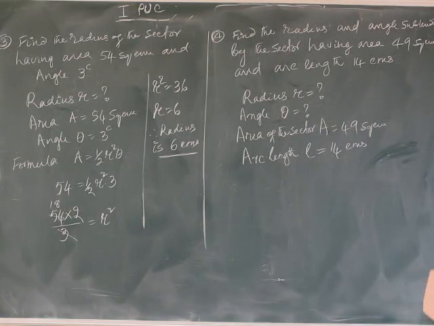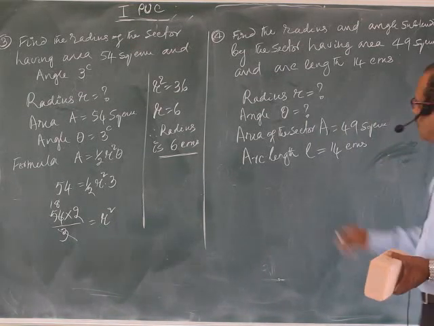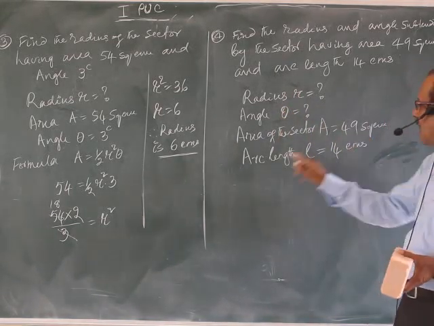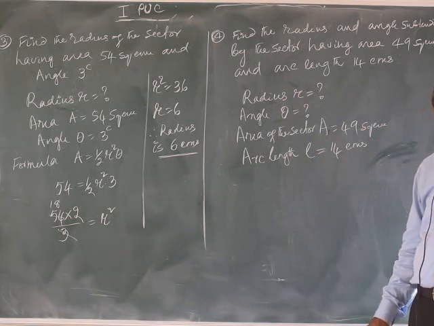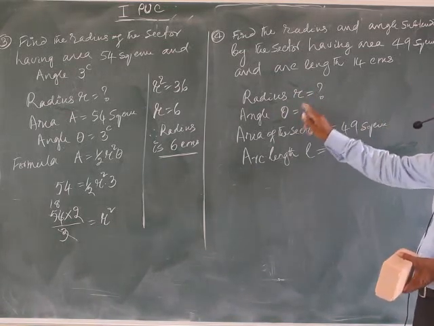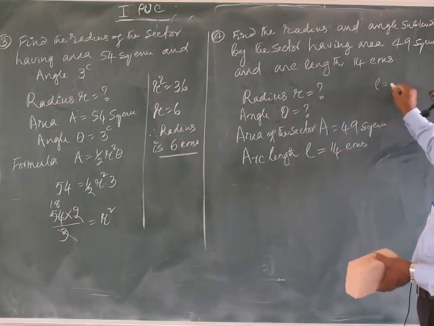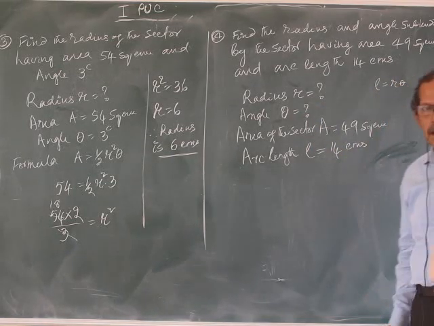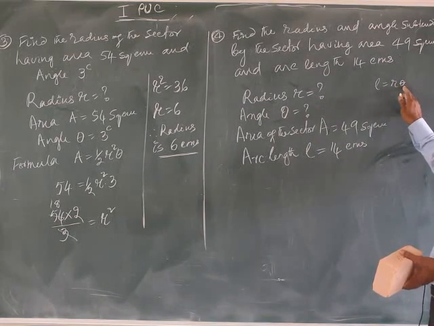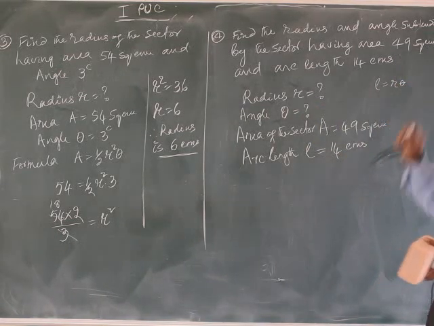Just to see how to solve this problem. Radius as well as theta you must find. Area and the arc length are given. Remember, in order to find radius and theta, if you use the L equal to r theta formula, what do you get? Radius is not known, theta also not known. Only L is given. How can you find it?